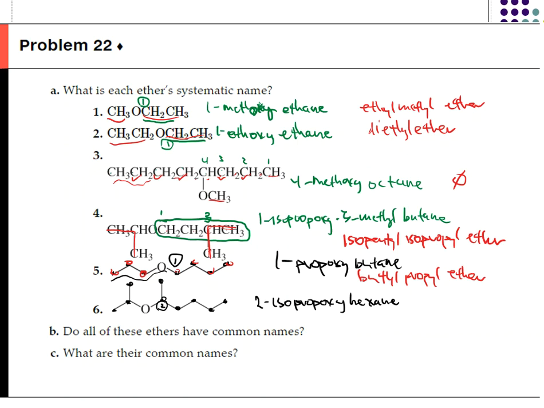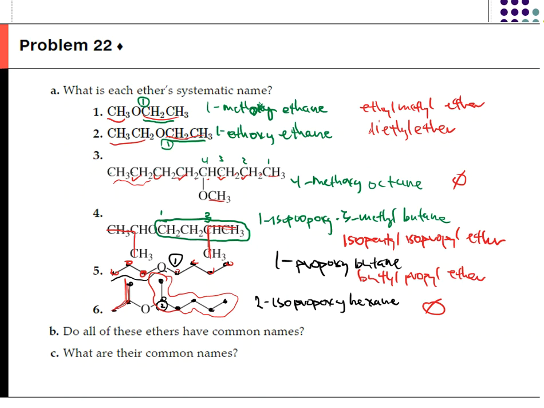Number 6. Does that have a common name? The answer is no, that does not either. This does have an isopropyl group here, but the problem is, what on earth do we name this big long thing here? Again, that's a secondary carbon, but there are other secondary carbons in there that will switch positions and be something completely different. So this does not have a common name for that group. It's too big, so this one does not have a common name either. And then we've answered C by doing that. C says, what are their common names? So we just did that, folks.